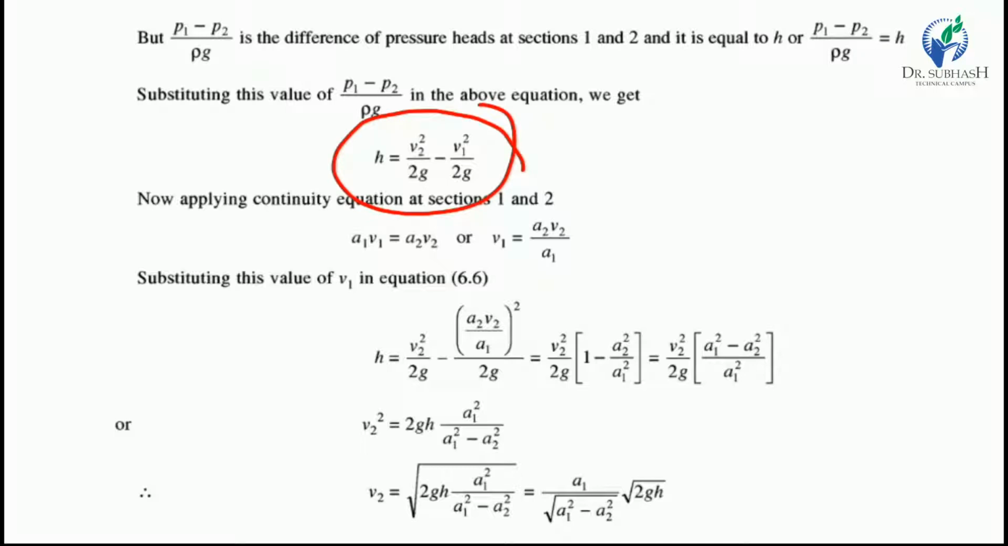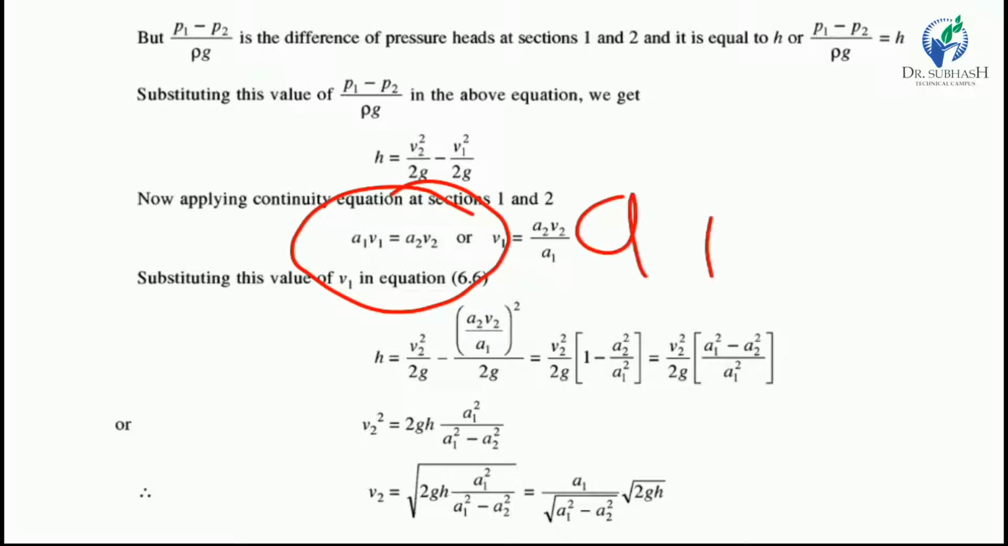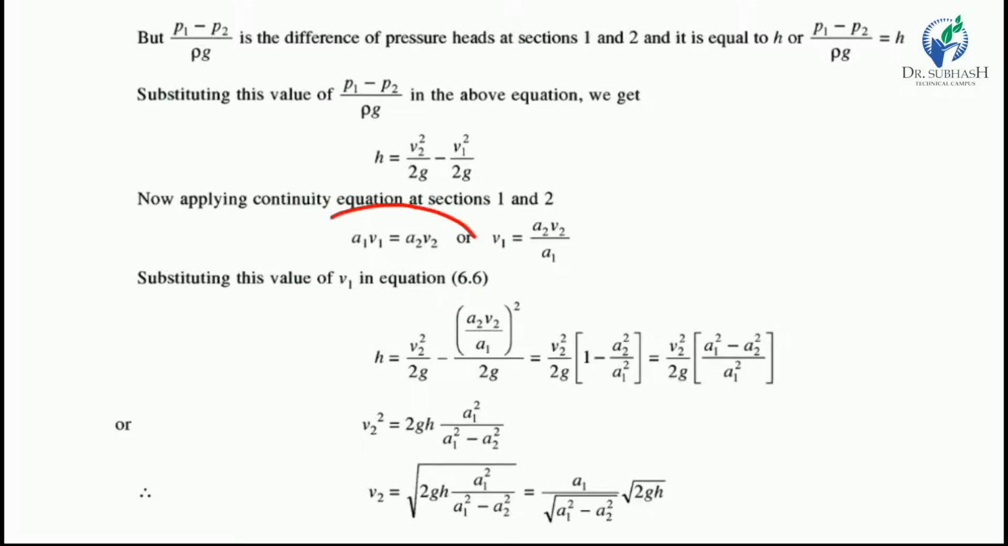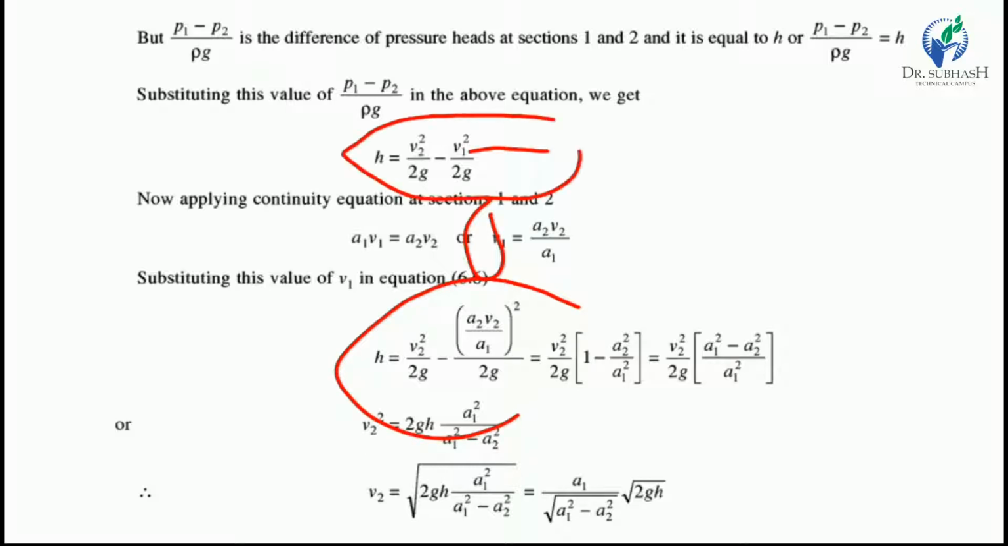So the equation is written in the form h is equal to V2 square upon 2g minus V1 square upon 2g. Now we apply the continuity equation at section 1 and section 2. The continuity equation states that A1 V1 is equal to A2 V2. So we get the value of V1 from the continuity equation: V1 is equal to A2 V2 upon A1. Now put the value of V1 into this equation.